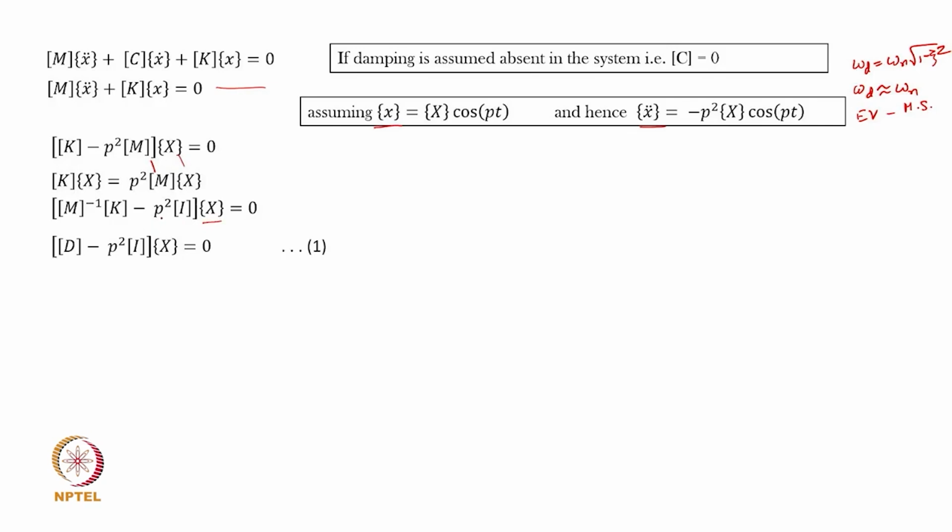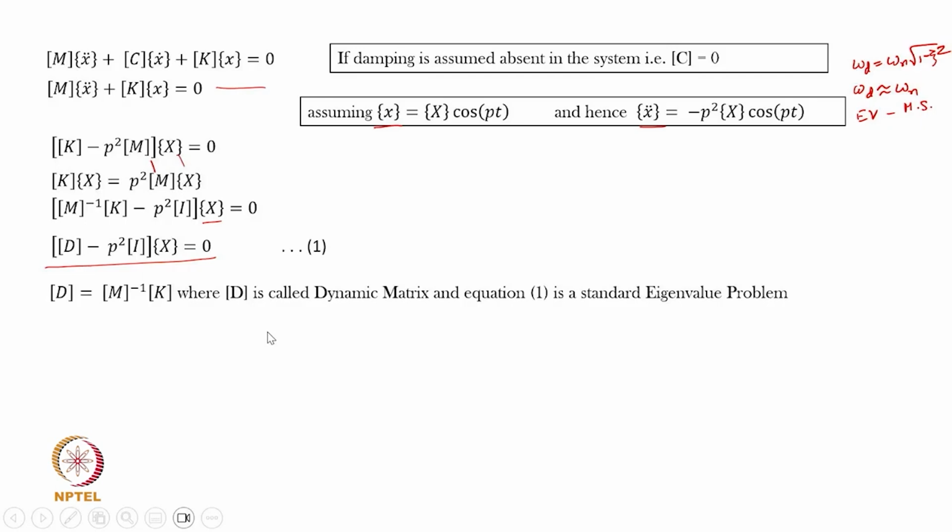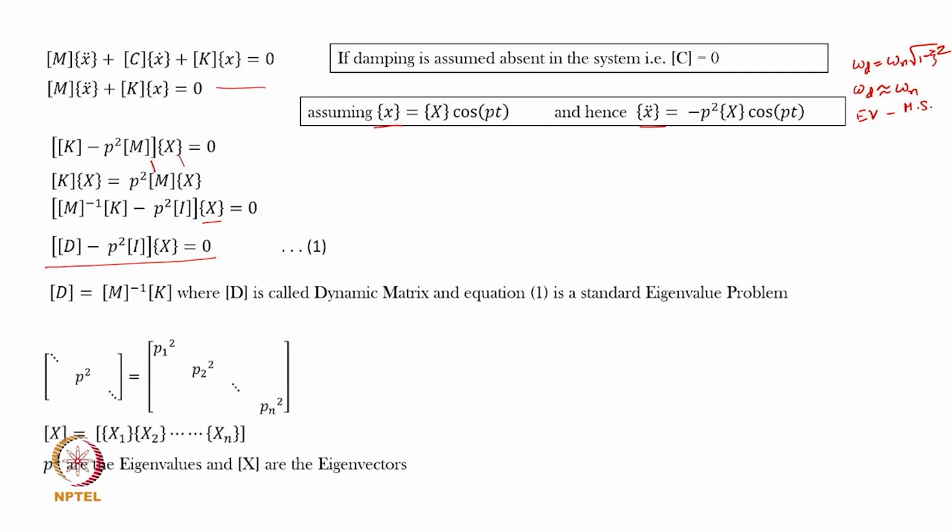So, what we do here is multiply throughout by the inverse of the mass matrix, and take both the terms onto the left hand side, and this is how the equation of motion now transforms, where d is equal to the inverse of the mass matrix times the stiffness matrix, and is usually called the dynamic matrix. And so, this is a standard form of the eigenvalue problem, and by a solution of this equation you get a set of eigenvalues and the corresponding eigenvectors.